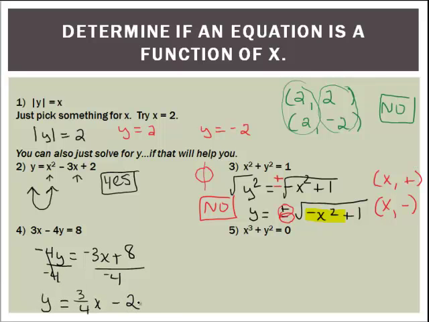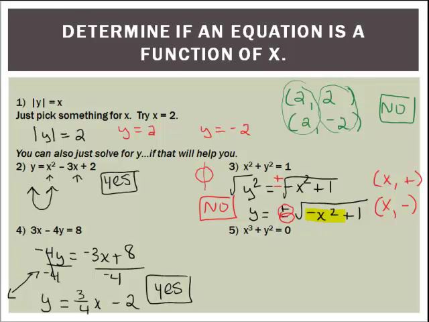Now this is in slope-intercept form. Whatever you put in for x, you're going to get just one value for y. Or you can graph it and see that it is a straight line with a positive slope. So it's going to look something like this. So yes, this one is a function.